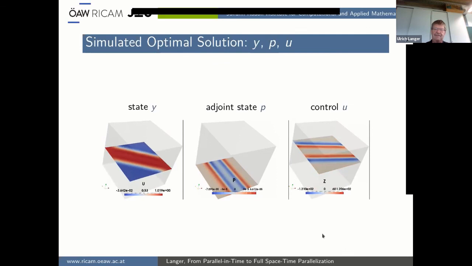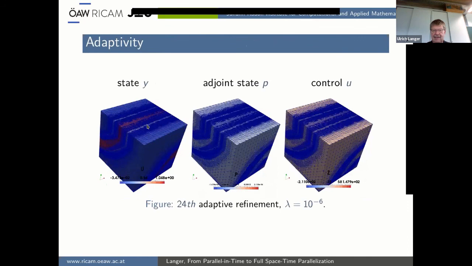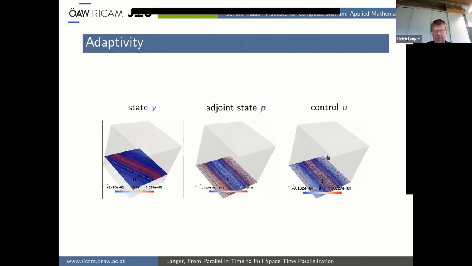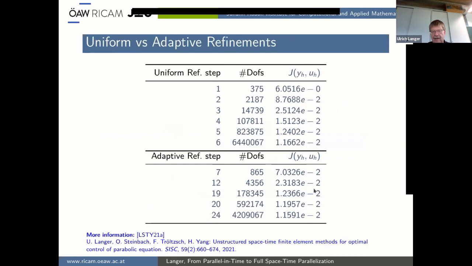These are the meshes in the space-time cylinder, with 2D in space, that means 3D in space-time. So you have really the mesh adaptation. And this is the state and the control with the solution mesh. Here you have a decay of the cost functional and the degrees of freedom. These were serial solves; we did not solve it in parallel until now.